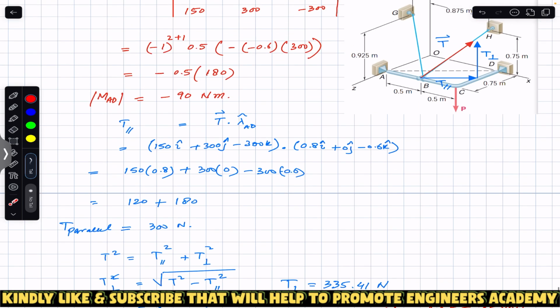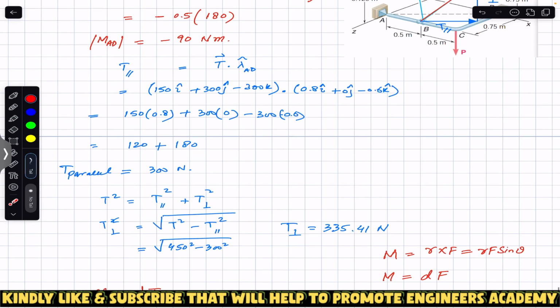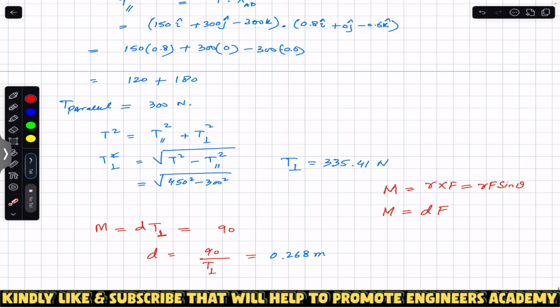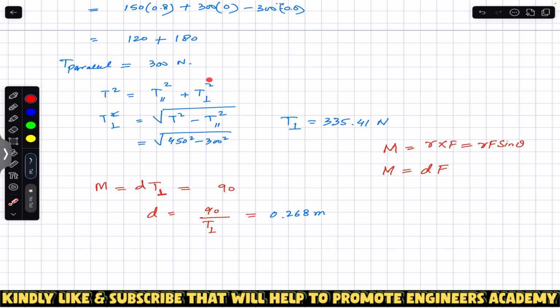Now the component of this tension T parallel to AD has a magnitude of 300 Newton. And we know by the Pythagoras theorem that T squared, which is the hypotenuse, the magnitude of T squared, is equal to T parallel squared plus T perpendicular squared. We want to find T perpendicular. So rearranging this equation, we can bring this to the other side. So we will have T perpendicular squared equals T squared minus T parallel squared. Then taking the square root, we will have the equation like this.